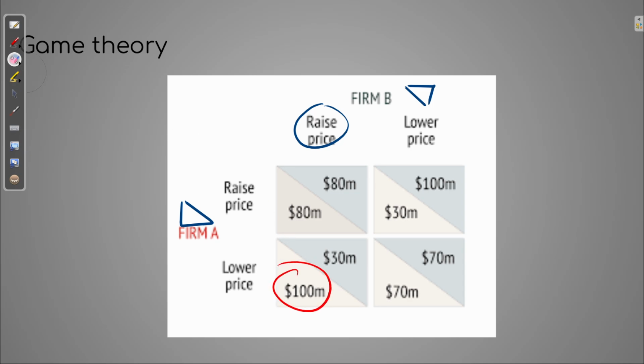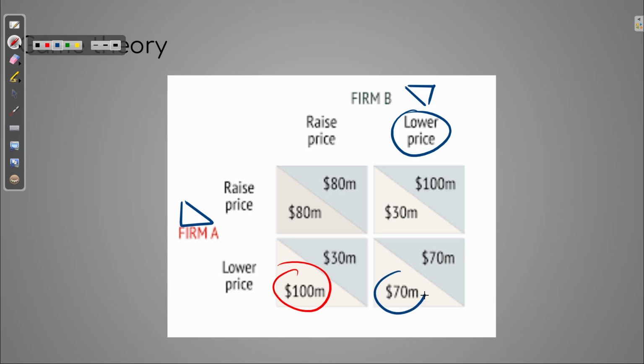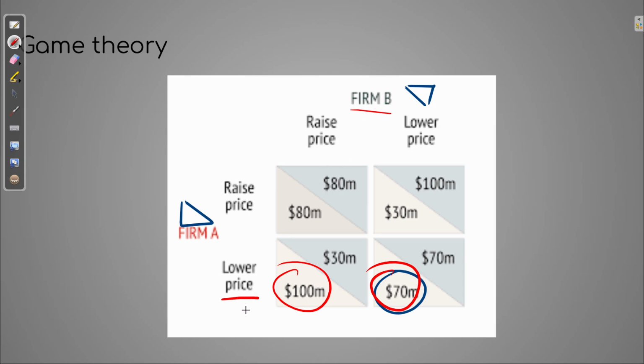So we'll circle that. Okay, now if firm B lowers their price, where's firm A going to go? I'll let you figure it out. Okay, they're going to go here. Sorry, that's supposed to be red. They're going to go here because $70 million is greater for them than 30, so it would make more sense for them to go there. So we see here that firm A actually has a dominant strategy. They're going to lower their price no matter what firm B does. And that's what makes a dominant strategy. If a firm will do something no matter what, then that is their dominant strategy.